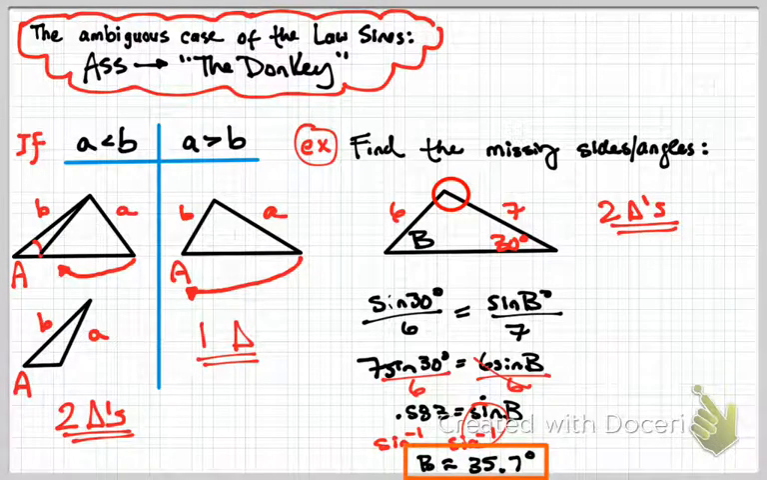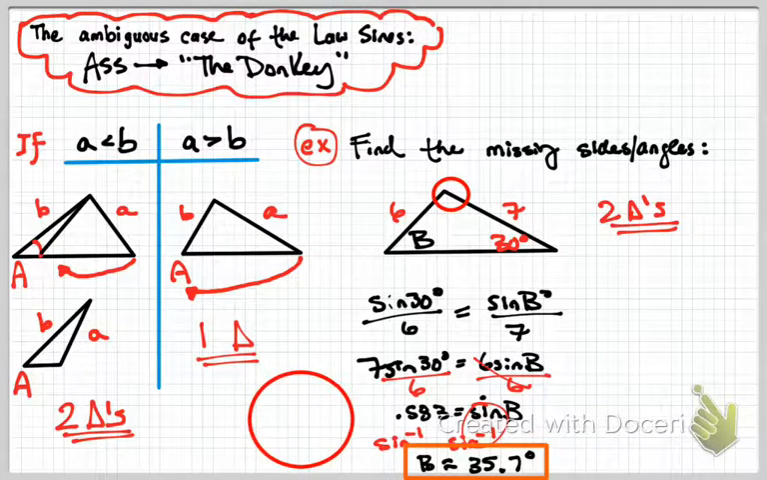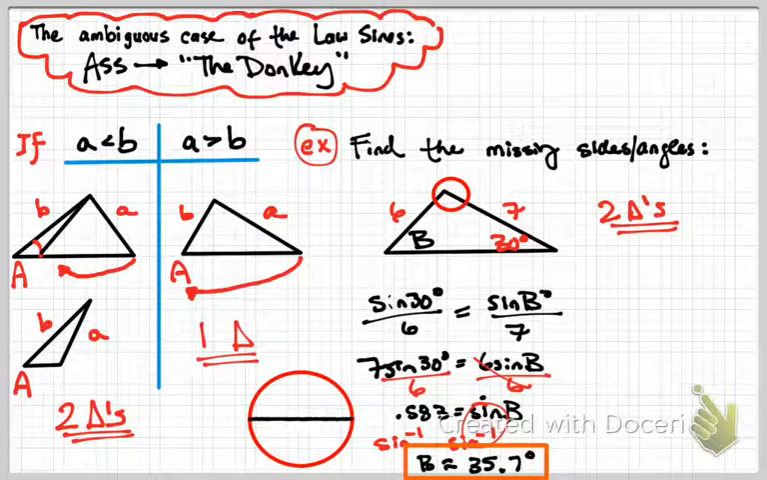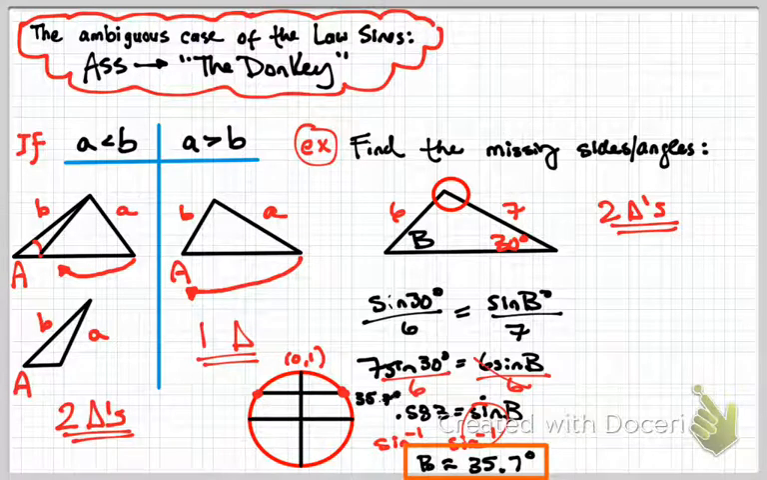Now, we need to connect this to the unit circle. What this is saying on the unit circle, sine is your y coordinate. Where is your y coordinate? 0.58. You have two places. 0.58 is about here and about here, because this is 0, 1. So that's a height of 0.58. 35.7 is in quadrant 1. But there's another angle. It's this one.